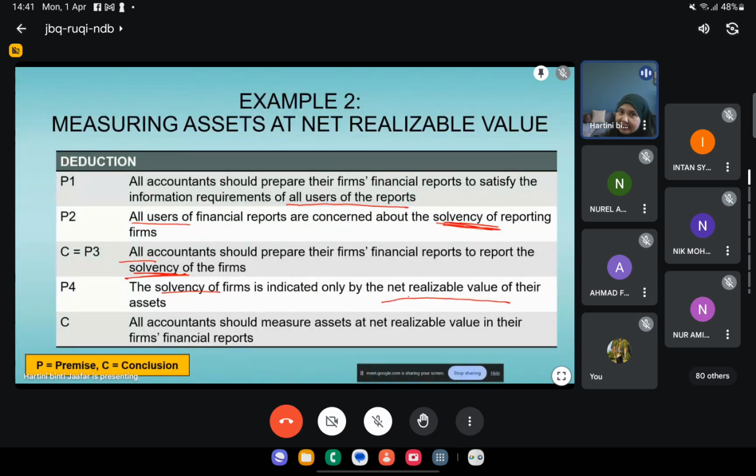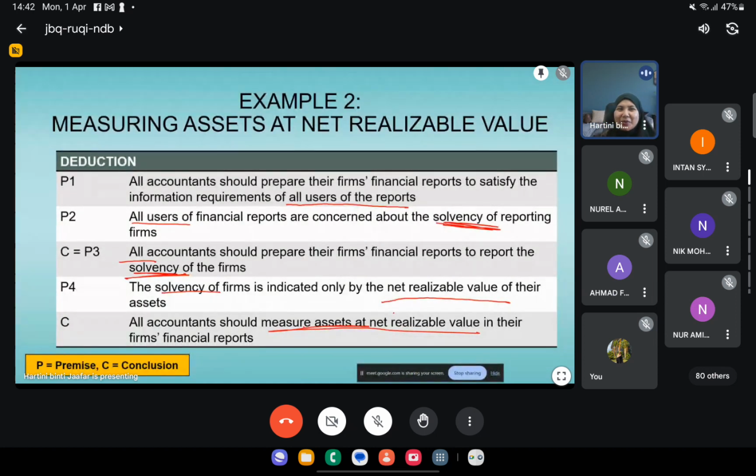So what information then must the accountants disclose in their financial report? So all accountants must disclose or measure asset at net realizable value in their firm's financial report, because that is the information that is used to measure solvency, which is the information needed by all users of financial report. So that is deductive approach.